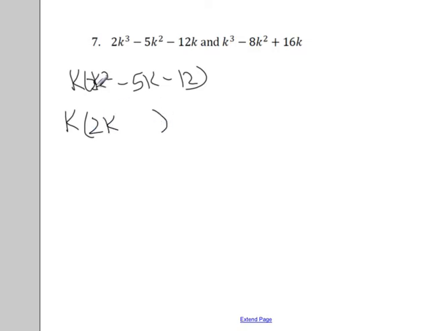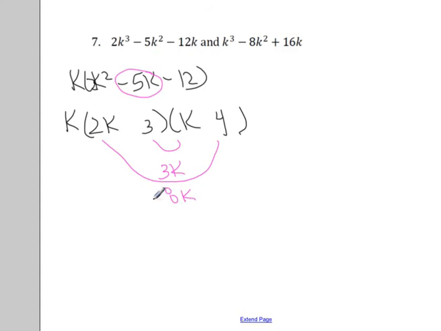I know that I have to get to 2k squared. So 2 is nice because it's a prime. And then I would think about what's going to multiply to 12. Well, let's just try 3 and 4. And then remember, it's your two inners, which will give you 3k, and your two outers that have to get to negative 5k. So this would give me 8k.